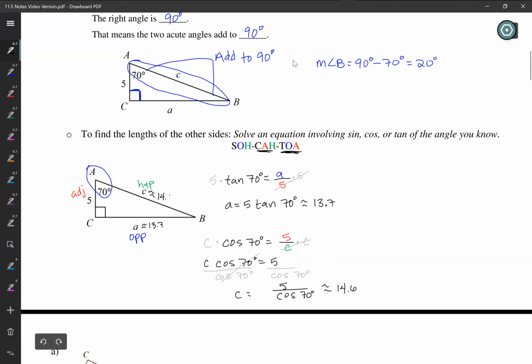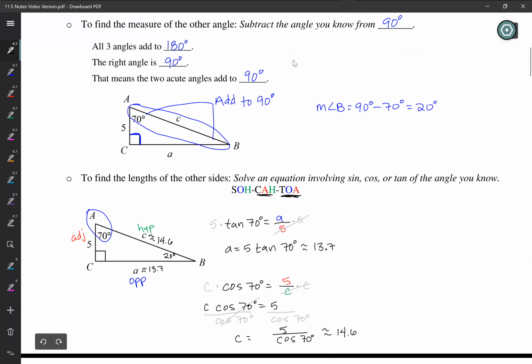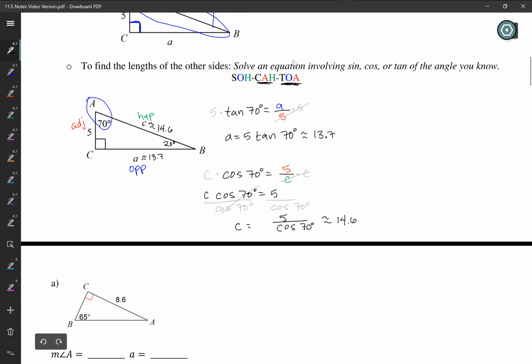So I now know how long all 3 sides are. I figured out the other angle earlier was 20 degrees. So I have solved this triangle. I know how big all of the angles are. I know how long all of the sides are. So you're going to have to fill in a lot of information to do this type of problem. So again, this is what you do when you are told one of the angles and one of the sides. To get the other angle, subtract the one you know from 90 degrees, and to get the sides, use SOHCAHTOA with the angle you know.